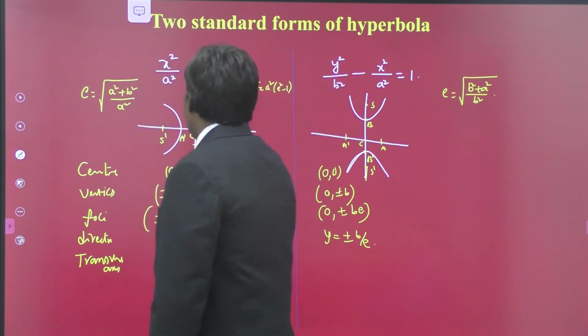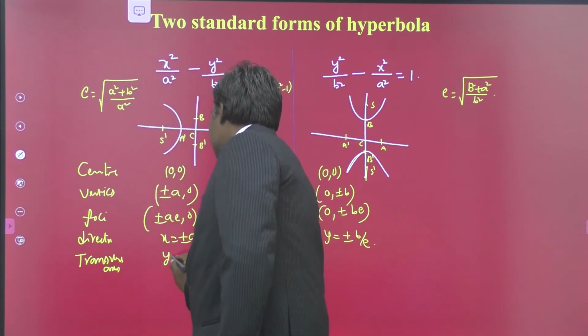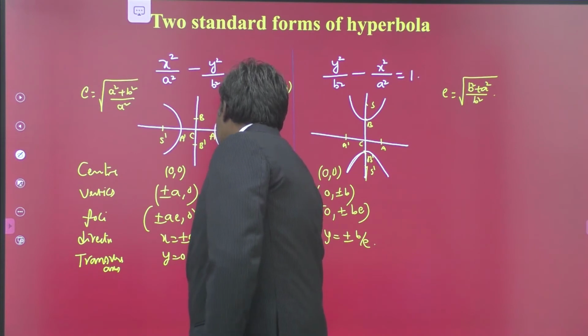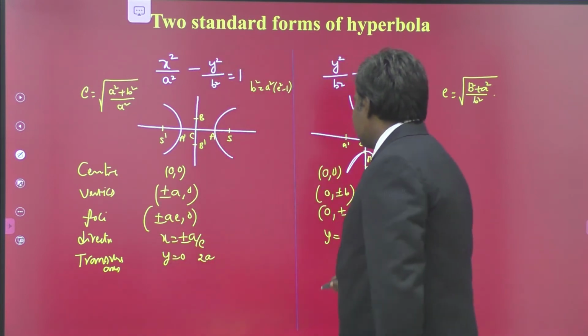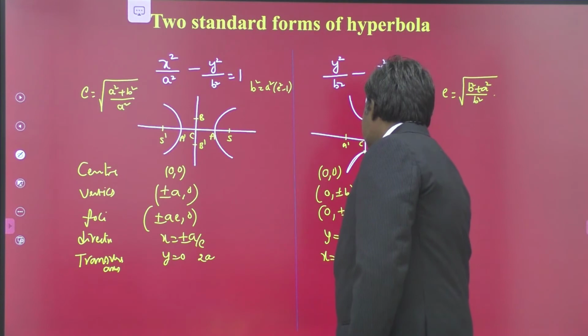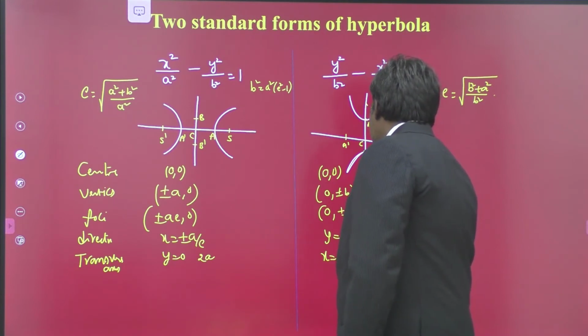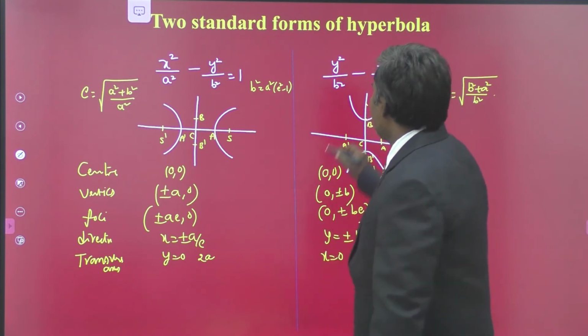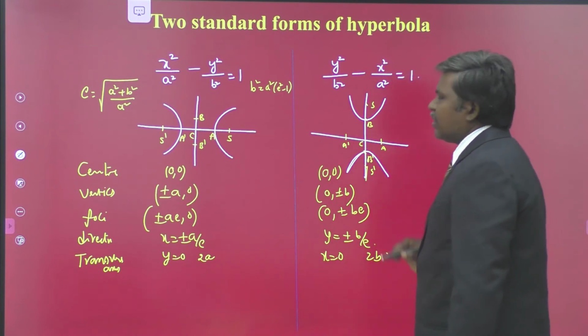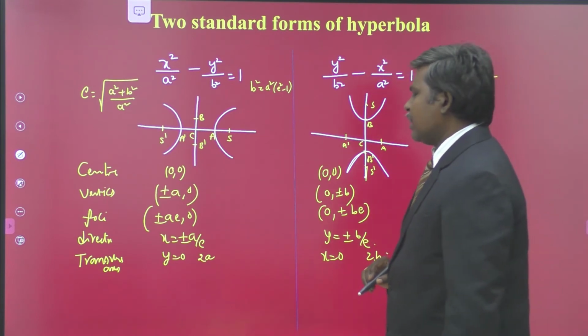Transverse axis along x-axis, so its equation is y equal to 0, and its length is 2a. The conjugate axis is along y-axis, so its equation is x equal to 0, and its length is 2b. For y square by b square minus x square by a square equals 1.